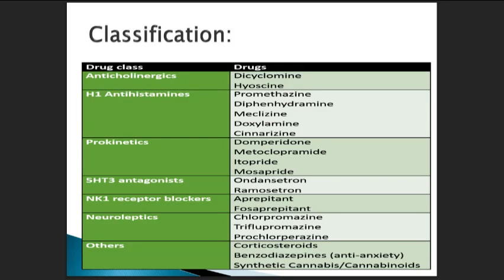There are certain other groups which do not contain any specific drug that can control emesis by a specific mechanism, so some books categorize them as the others category. In the other category, we have benzodiazepines, which are anxiolytics, corticosteroids, and synthetic cannabis or cannabinoids.